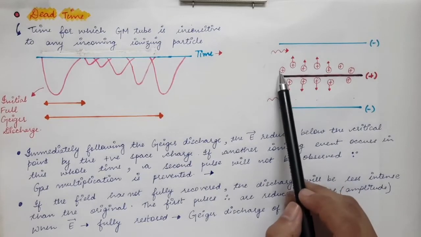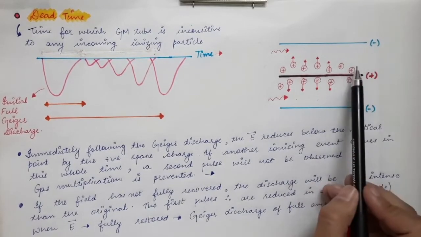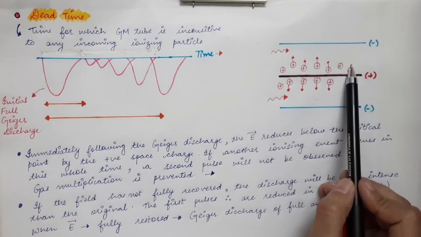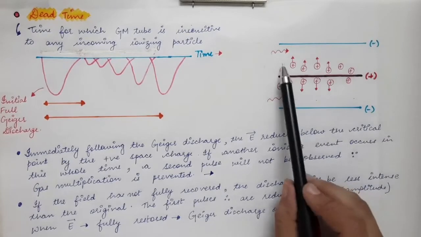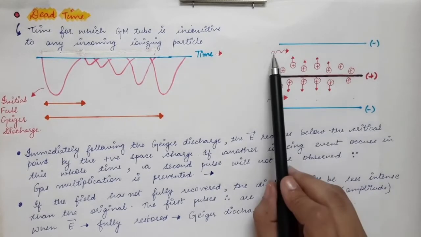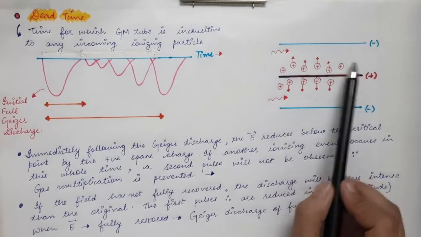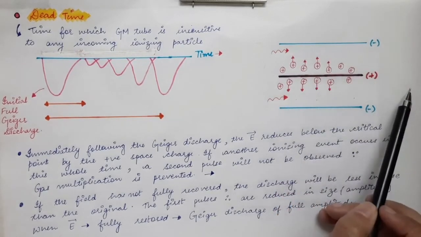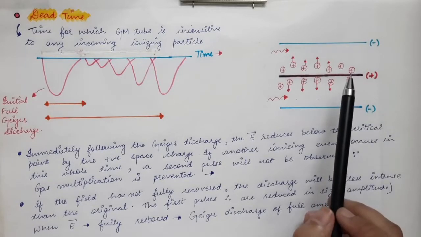So these positive ions are accumulated around the anode wire and these positive ions slowly drift towards the cathode. During this whole time, when this ionizing particle has entered, primary ionizations are formed which lead to Geiger discharge and hence one pulse is generated across the resistance R.